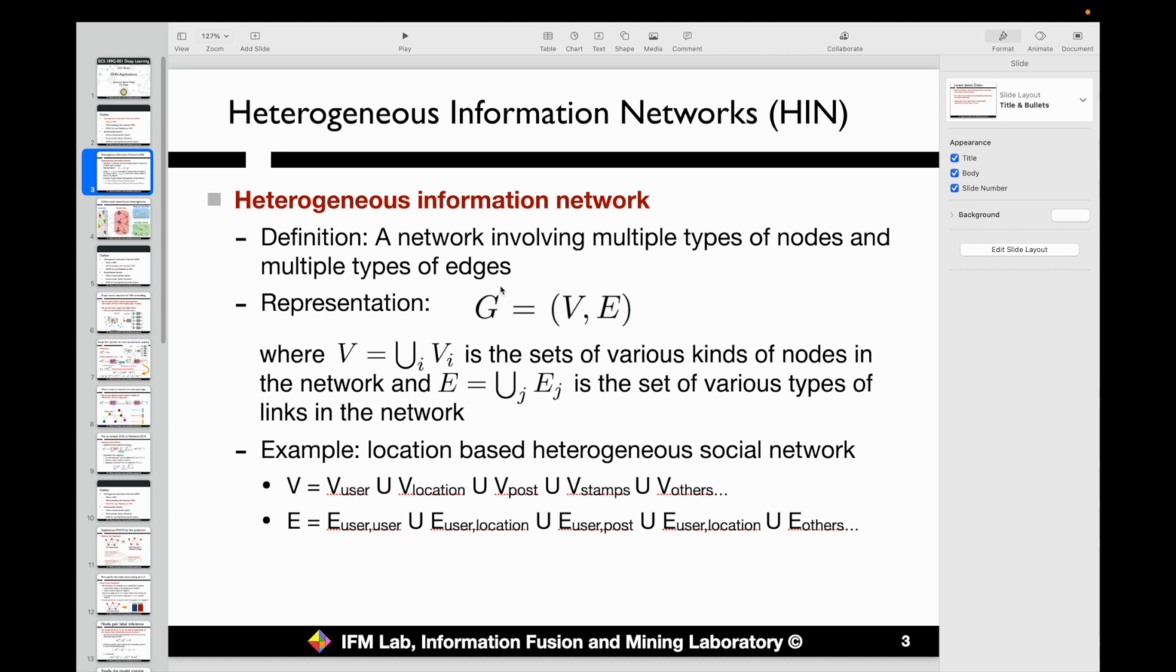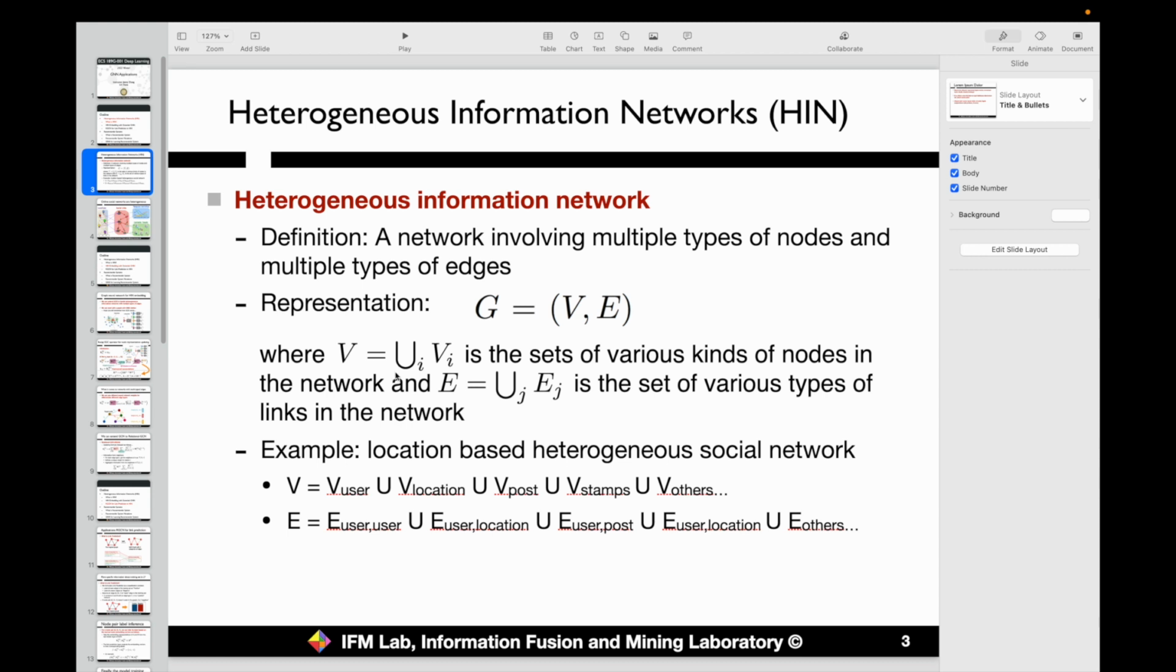However, in the real world, the networks or graph data we have will be much more complex. Some of them will contain multiple types of nodes and multiple types of edges. So we can provide a general representation for the HIN, and we still define it as a graph G covering both the node set V and the link set E, as shown here. However, the node set and the link set can cover subsets of several different categories of nodes and edges.